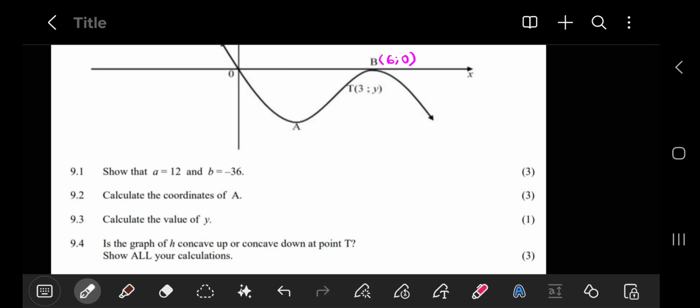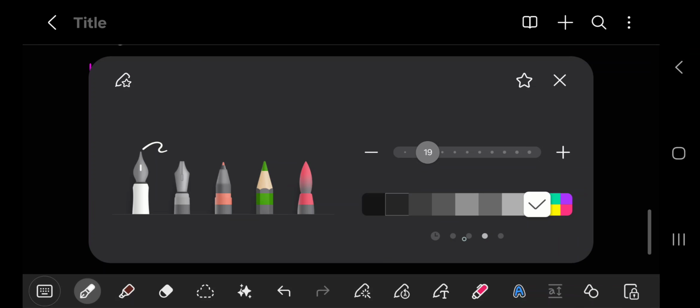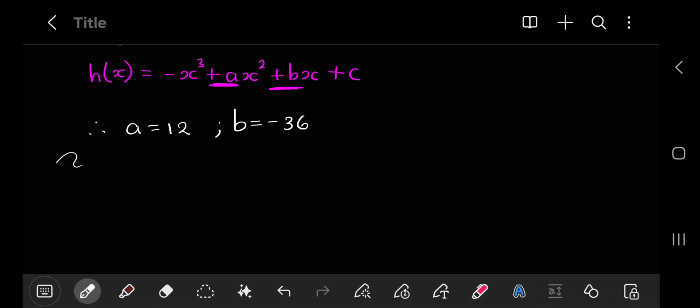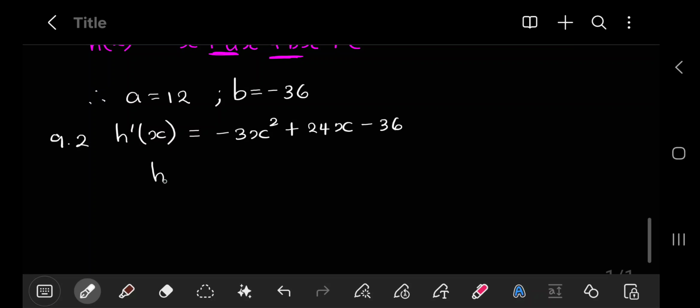Now let's go through that. We're going to get the first derivative. The first derivative here would be represented by h prime x. Differentiating our first term gives us negative 3x squared. The second term is going to be plus 24x. And the third term is negative 36. We're going to take this first derivative and equate it to 0.